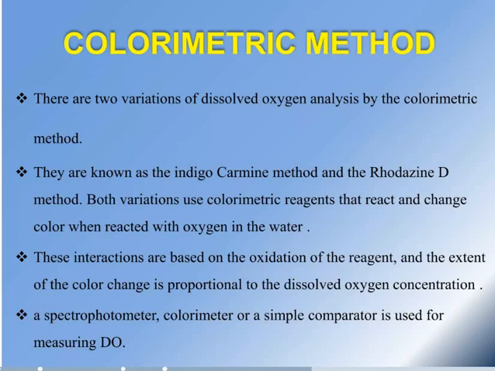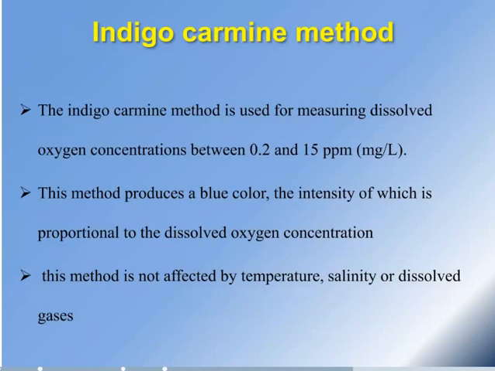There are two variations of dissolved oxygen analysis by colorimetric methods. They are known as the Indigo Carmine method and the Rhodazine D method. Both variations use colorimetric reagents that react and change color when reacted with oxygen in water. These interactions are based on the oxidation of the reagent, and the extent of the color change is proportional to the dissolved oxygen concentration. A spectrophotometer, colorimeter, or simple comparator is used for measuring dissolved oxygen.